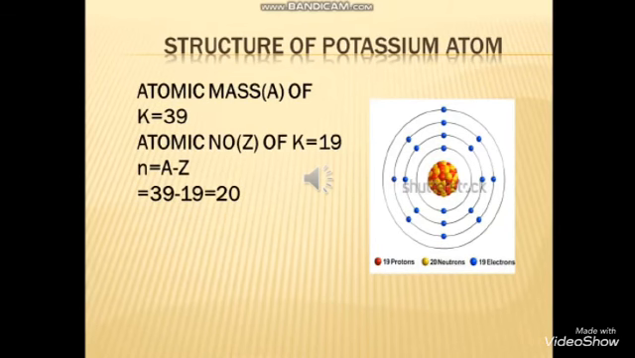The fourth period starts from potassium. The atomic mass of potassium is 39. The atomic number of potassium is 19. The potassium atom contains 19 protons, 20 neutrons and 19 electrons. Bohr also said that the lower shell must be completely filled before electrons can be added to the next shell. Now in the case of potassium, after filling the K, L and M shells, we place 1 electron in the N shell.